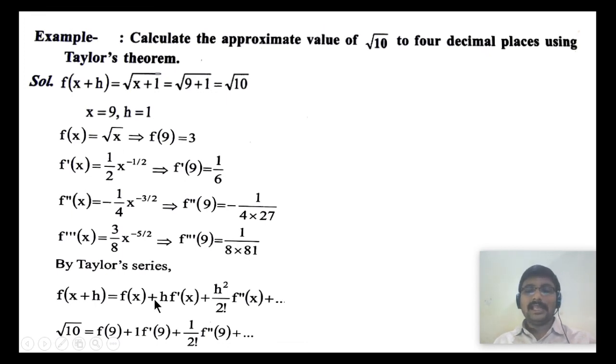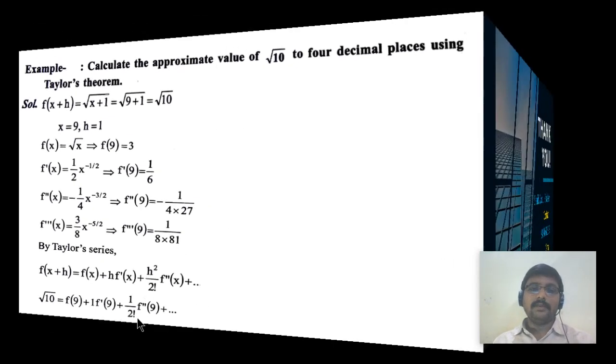Now we will have a Taylor's series expansion. What is the expansion? f of x plus h is f of x plus h into f dash of x plus h square by 2 factorial f double dash of x plus and so on, which is obtained by just removing the remainder term in Maclaurin's theorem. In Maclaurin's theorem, we just have to remove the remainder term. So, substituting all the above values, we will get the root 10 value.